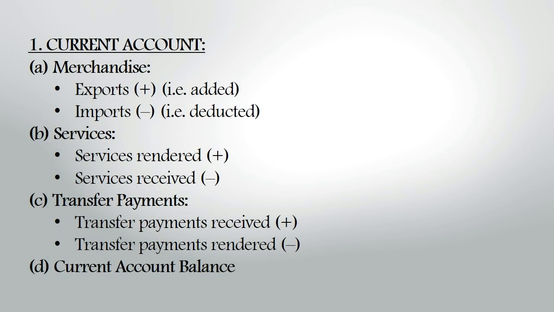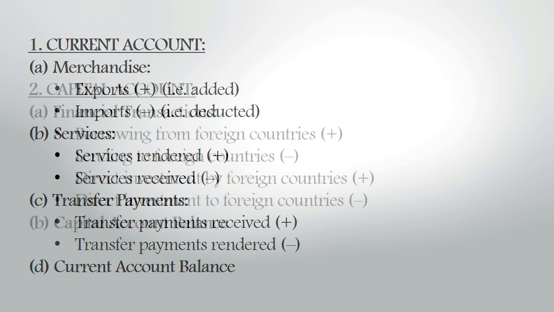1. Current account. A. Merchandise. Exports, that is, added. Imports, that is, deducted. B. Services. Services rendered, added. Services received, deducted. C. Transfer payments. Transfer payments received, added. Transfer payments rendered, deducted. D. Current account balance.